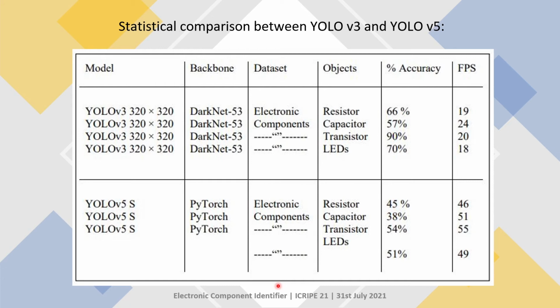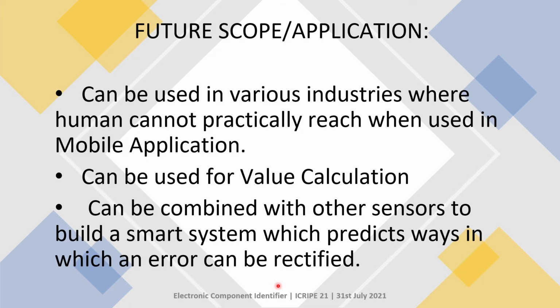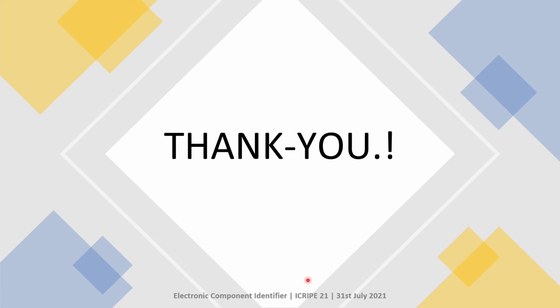To conclude, I'll tell you the future scope and the reason why we made this project. In many industries and many practical places it was impossible for a human hand to reach, so we made this algorithm, which can be embedded in a smartphone app or a standalone camera, so it can reach those places that human hands cannot practically reach. There we can identify components. It can also be coupled with other sensors to do many other smart things like value calculation, error detection, and error prediction. So that's all from my side. Thank you so much. I'm open for questions.